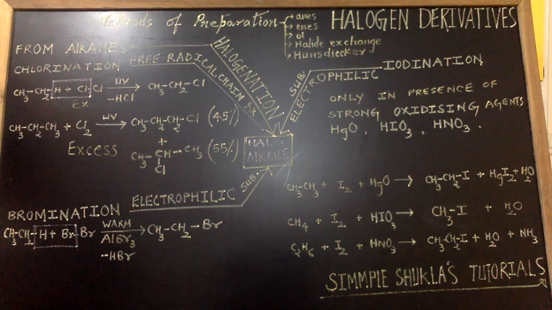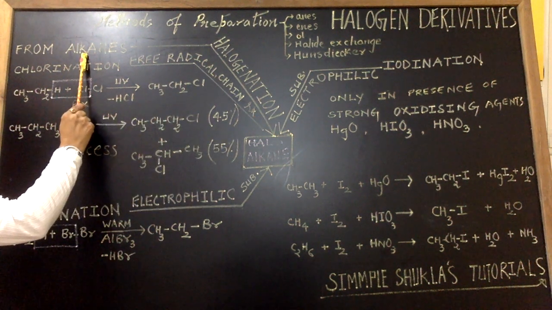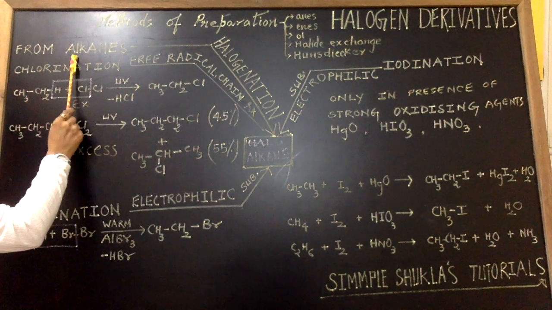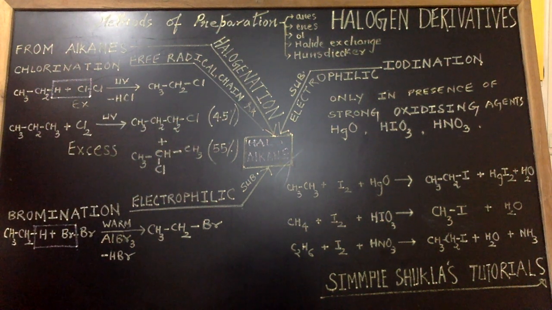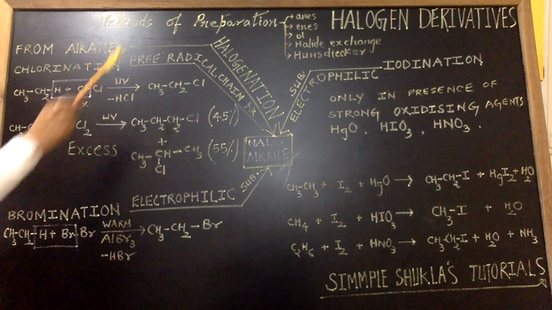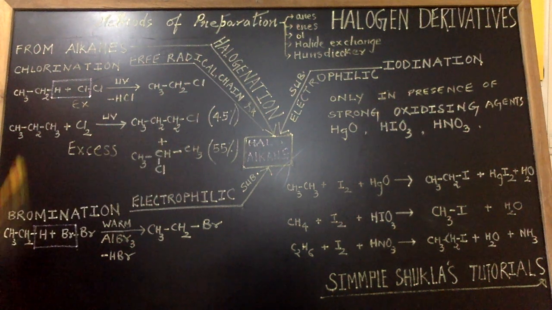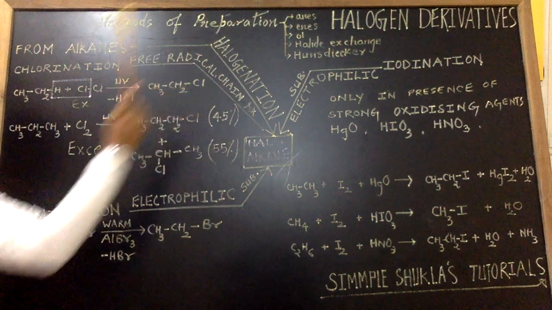In order to prepare a haloalkane from alkane, we make use of halogenation, wherein the hydrogen atoms of alkane are replaced by halogen atom. We replace one hydrogen atom of alkane by one halogen atom in order to get a haloalkane, that is a monohalogen derivative of alkane. This halogenation of alkanes is further classified in 3 categories: chlorination, bromination, and iodination.